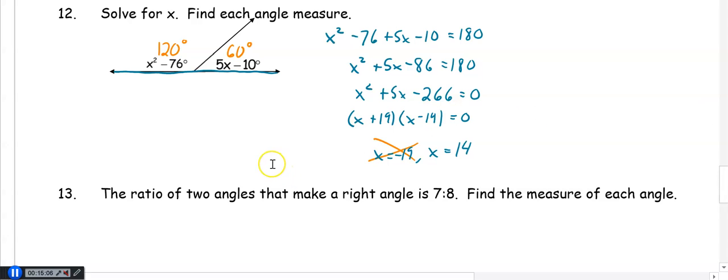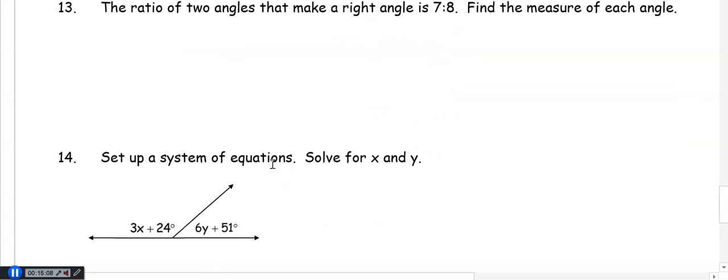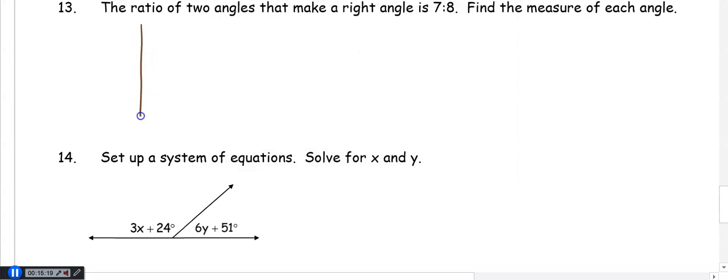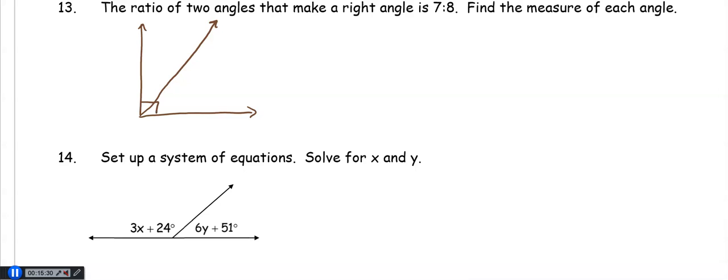In number 13, the ratio of two angles that make a right angle is 7 to 8. Find the measure of each angle. So if we have a right angle, and I'm just going to draw a picture for a visual here. There's two angles together that are making this right angle. They have a ratio of 7 to 8. So that does not mean one is 7 degrees and the other is 8 degrees. There is a multiple that we can take out of each angle to make our ratio of 7 to 8.